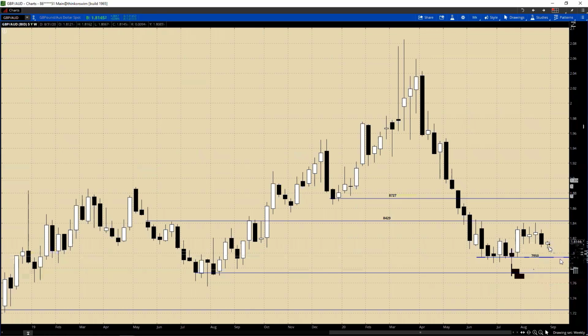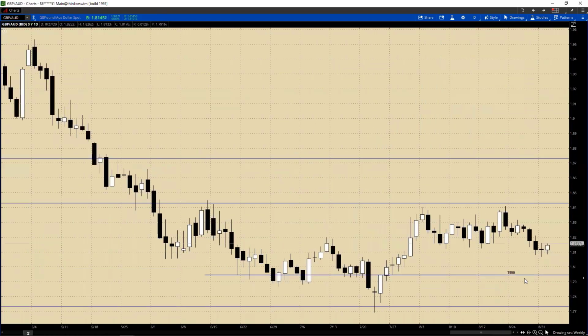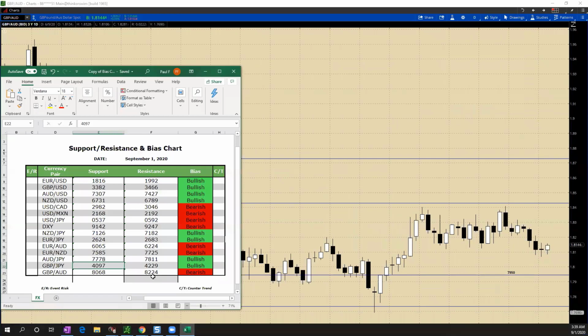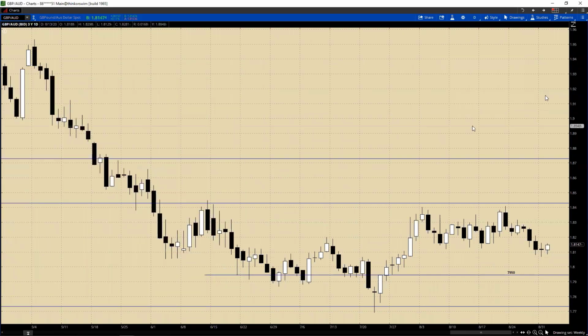We're just holding near these lows. Let's take a look at the daily. Same thing here. So no changes here on sterling nod. We had 82.25 on the downside, 80.68. Yeah, 80.68. So that's going to remain the same right there.